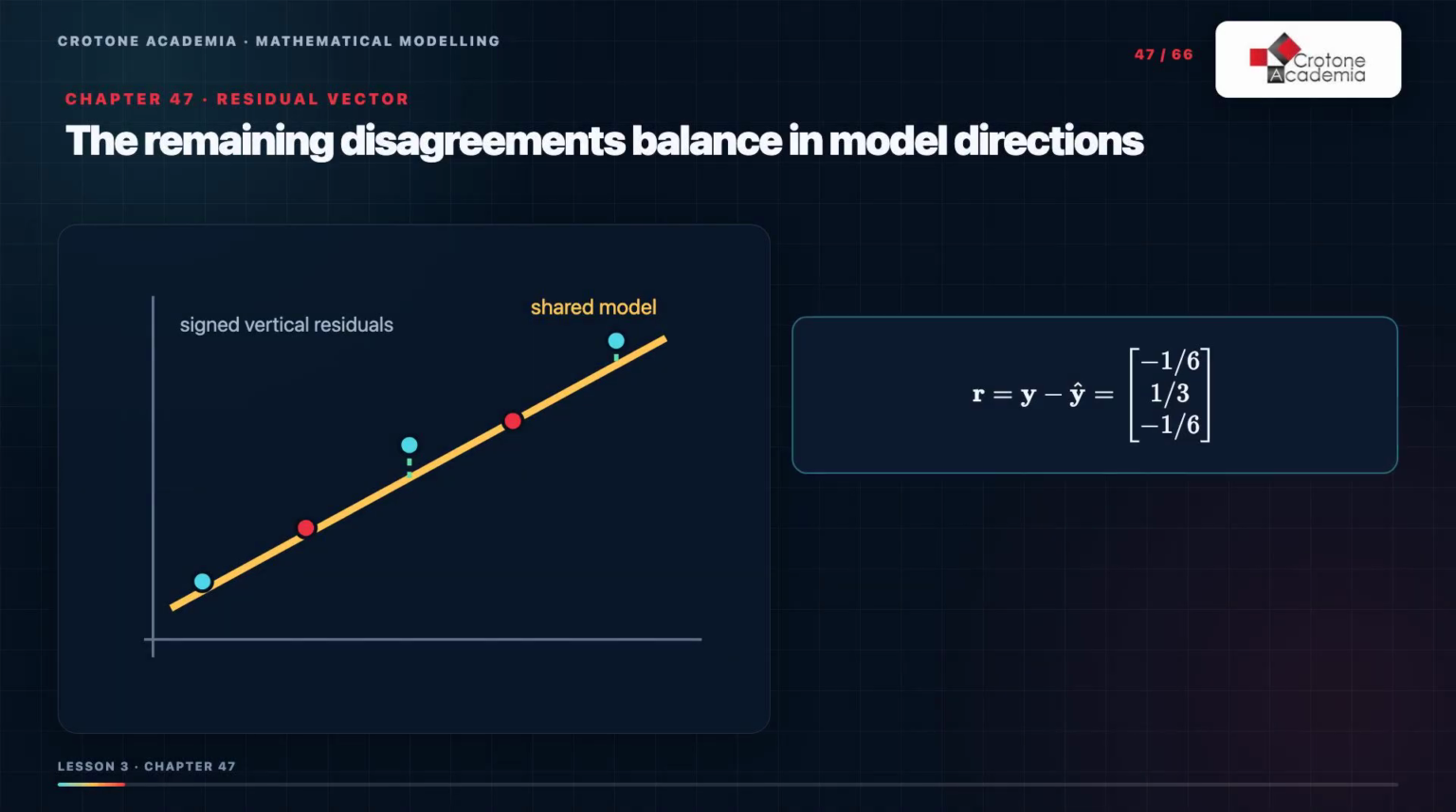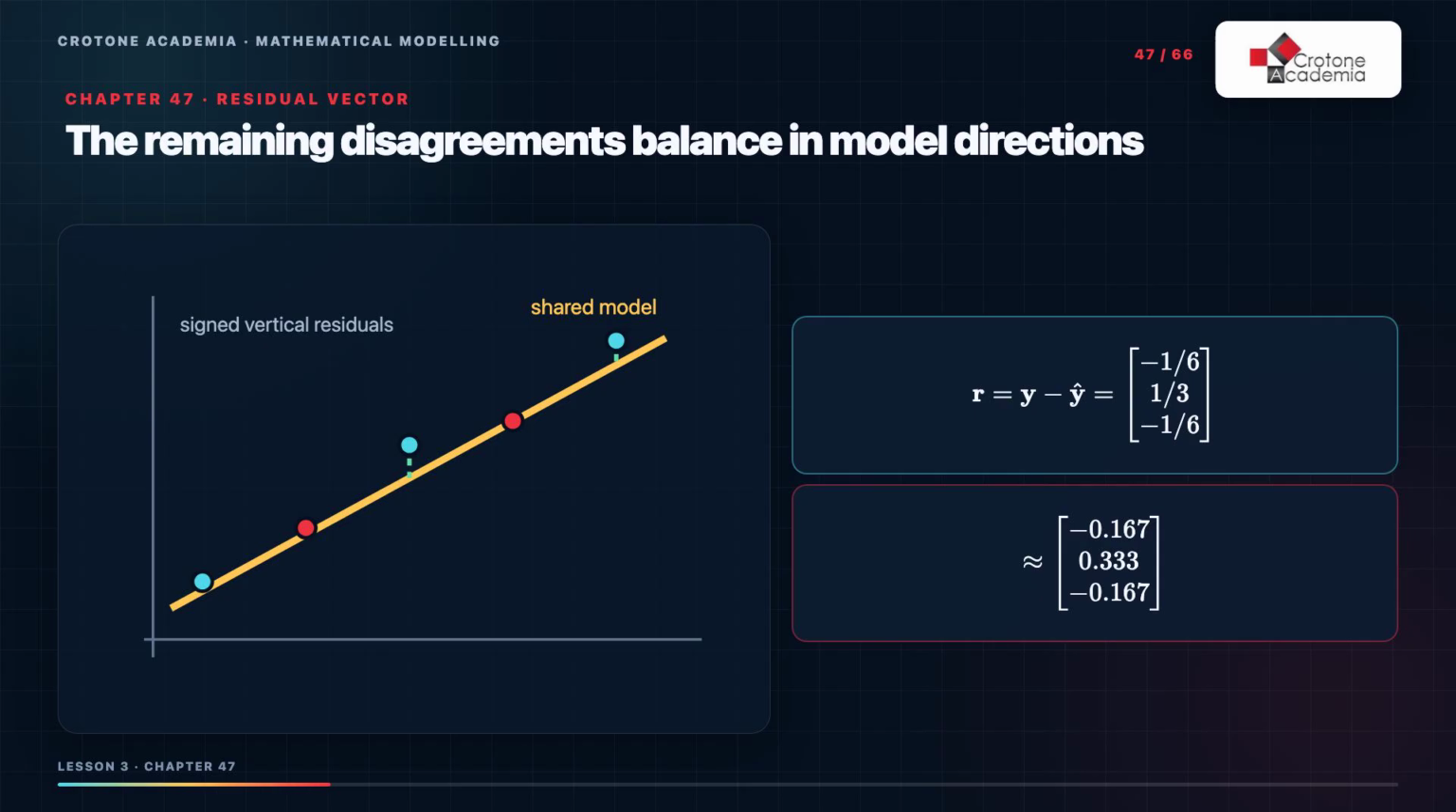Subtract prediction from observation. The residual vector is negative 1/6, 1/3, negative 1/6. The first and third observations lie below their predictions, while the middle observation lies above. The residual is not 0 because exact fitting is impossible. Least squares makes its squared Euclidean length as small as any line can achieve.